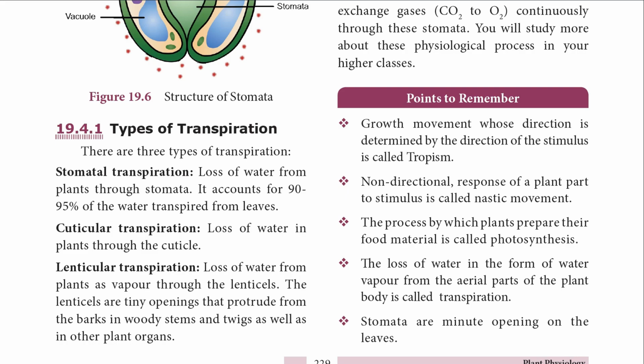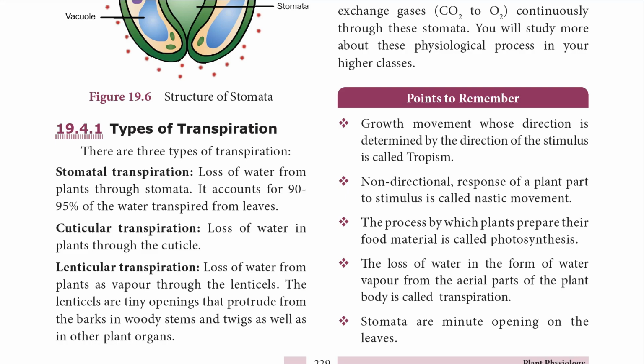Next one is cuticular transpiration. This is the loss of water from the plant body through the cuticle. The cuticle is present all over the plant parts on the surface, on the stem, on the leaf. If the transpiration takes place through the cuticle, then it is called cuticular transpiration.